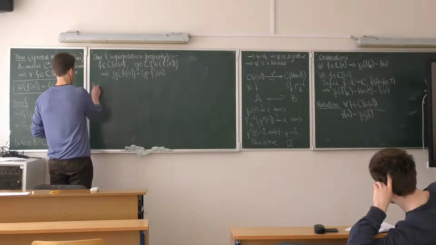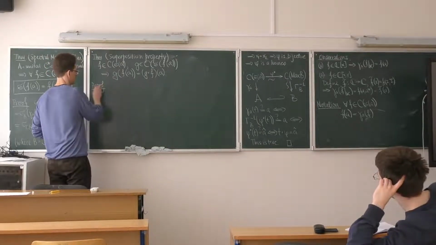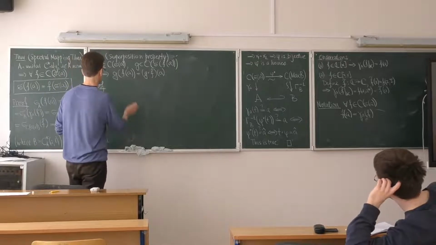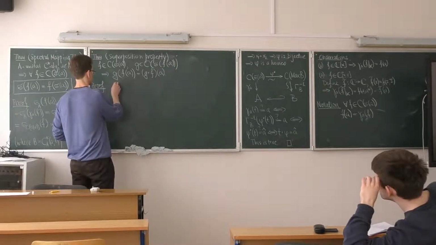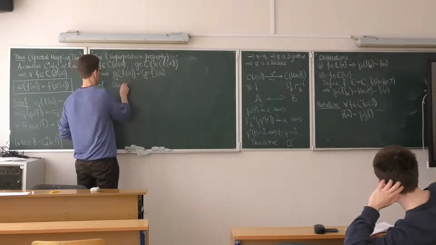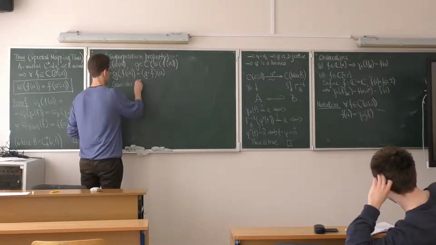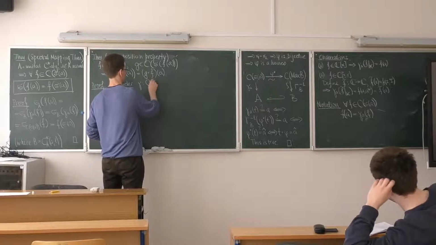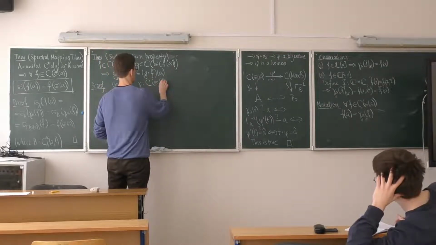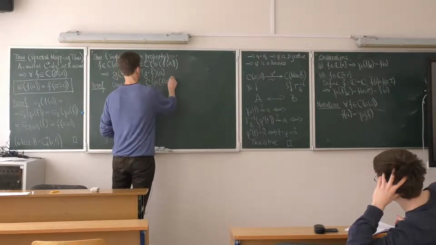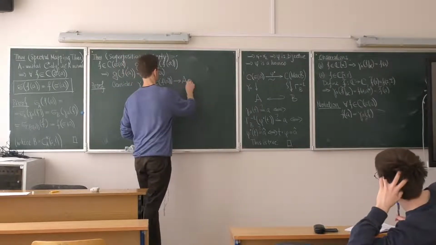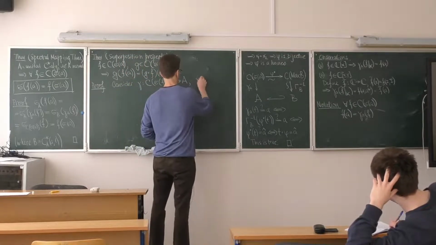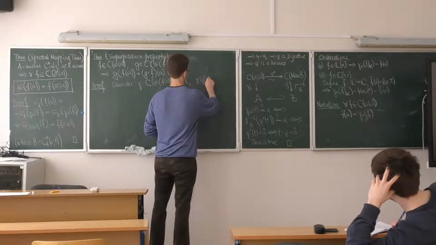The proof is rather easy. To prove this result, we consider a map, denoted just by gamma, from this algebra, continuous functions on the spectrum of f of a, to A, given by the following formula.